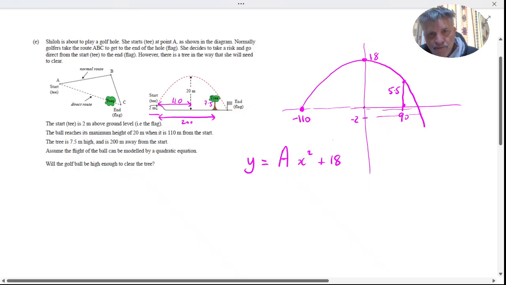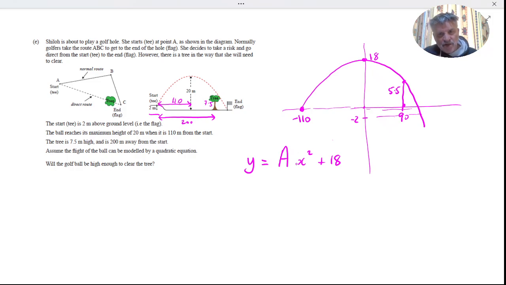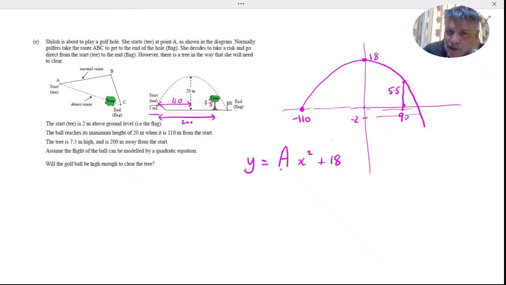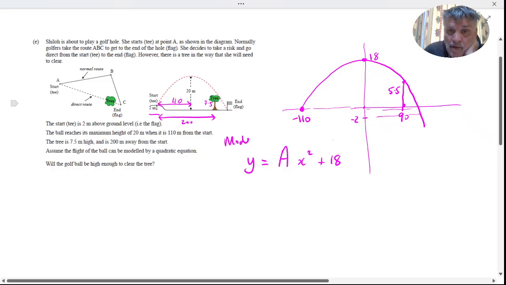If you put some coefficient in front of it, that's just stretching or compressing it, but our one has to go up to 18 for its y-intercept. We're expecting a to be negative here to get the inverted parabola, but that's basically our model with these coordinates. And we know at x equals negative 110, y equals 0. So that will enable us to find out the value of a.